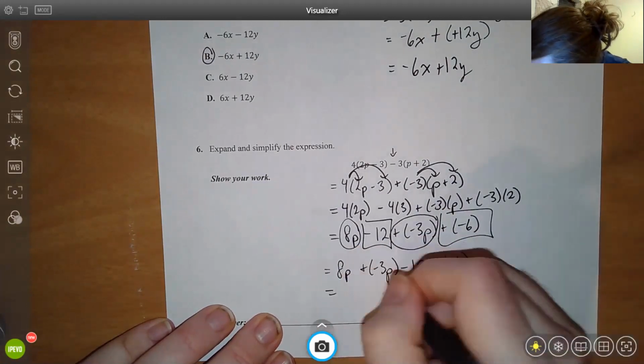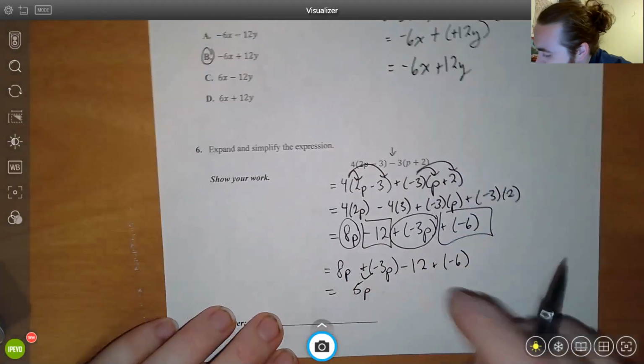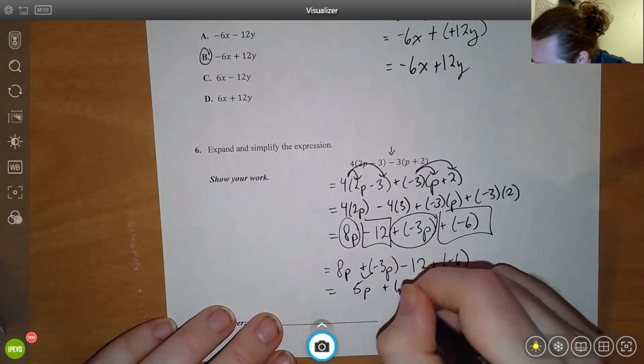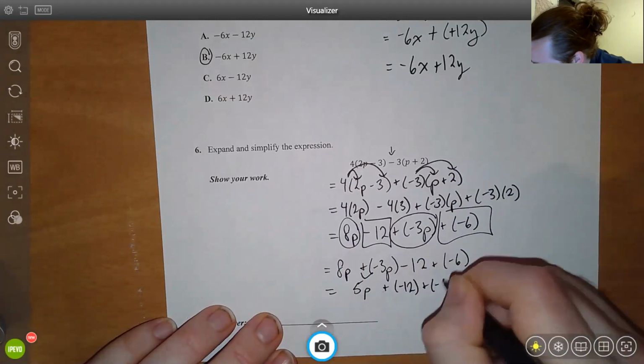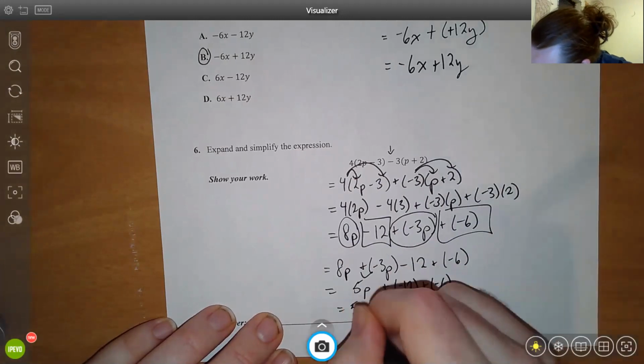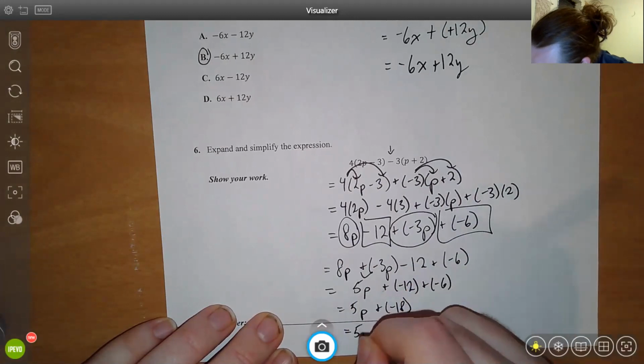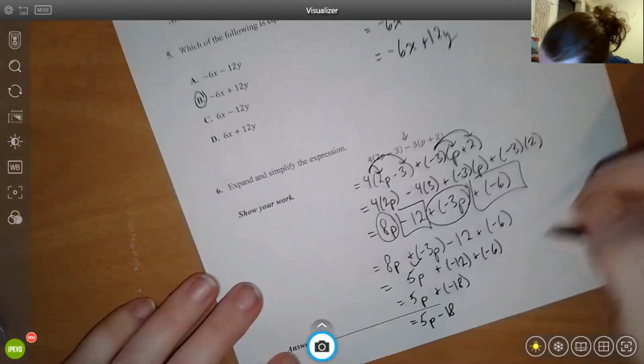8p plus negative 3p combined like terms is 5p. All right, this one's a little bit trickier. Let's rewrite it as plus negative 12 plus negative 6. That's very clear. Negative 12 plus negative 6 is negative 18. 5p minus 18 is the answer.